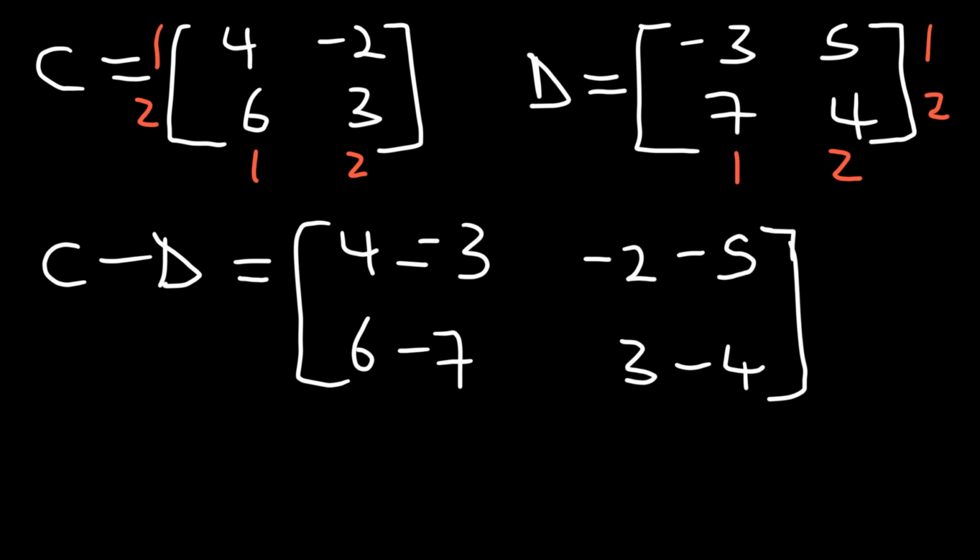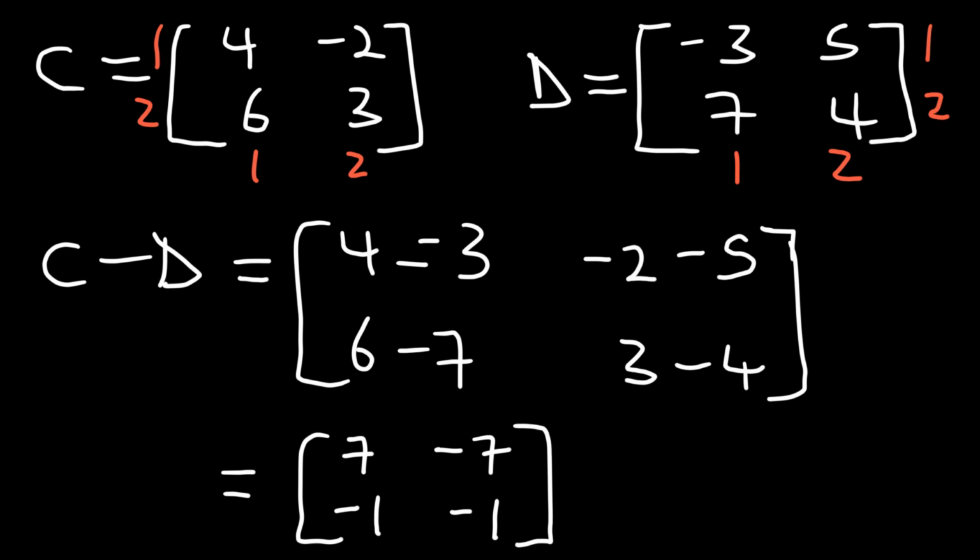Therefore C minus D will be equal to 4 minus negative 3 will give us positive 7, negative 2 minus 5 will give us negative 7, 6 minus 7 will give us negative 1, and then 3 minus 4 will give us negative 1. So that's how you can subtract two matrices.